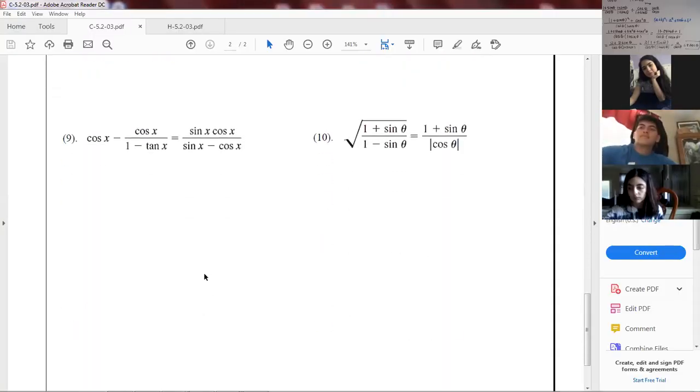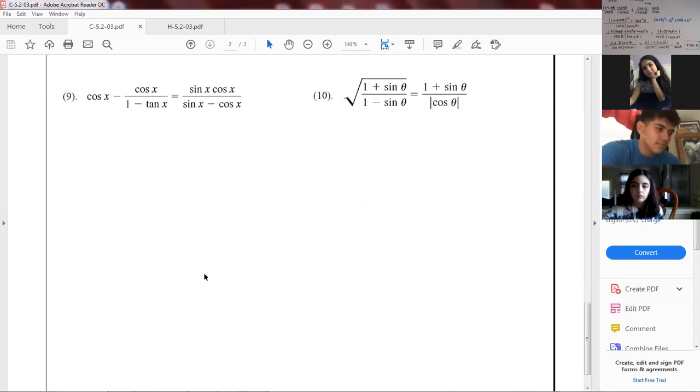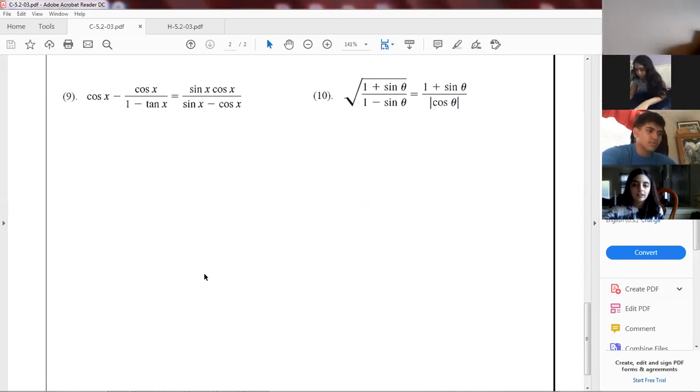One more problem. Right there. Okay. Now, this one, yeah, looks also bad because you have fractions. Oh, don't panic. They all have fractions.